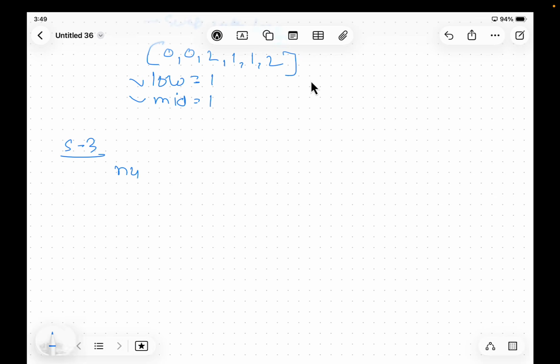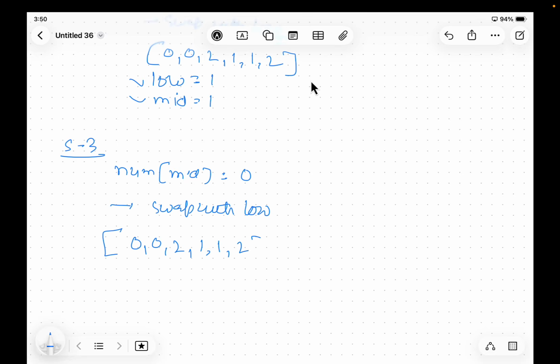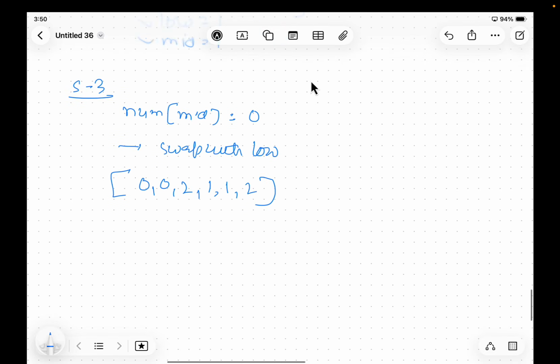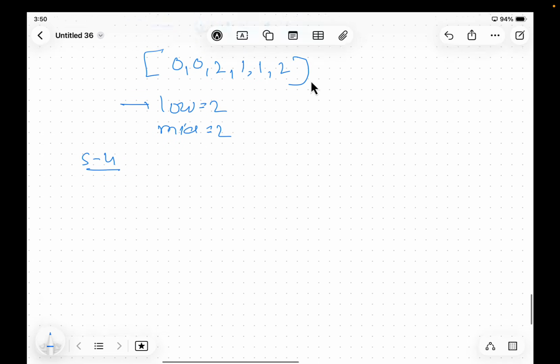So again nums of mid, so mid equal to 1, that is again 0, so again I'm going to swap with low. So our array will become now 0 0 1 1 2, nothing much change, right? But low will become now 2 and mid will become now 2. Till now there is no change here. Coming to step 4 now. In step 4, what happened?